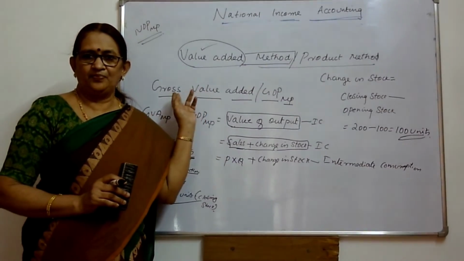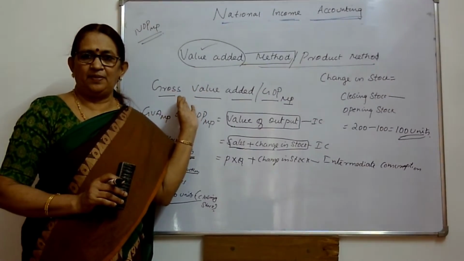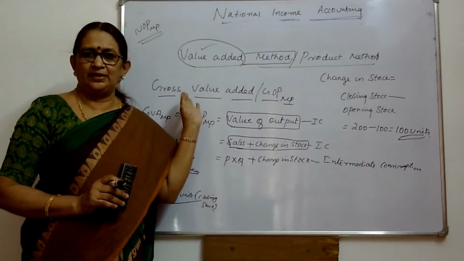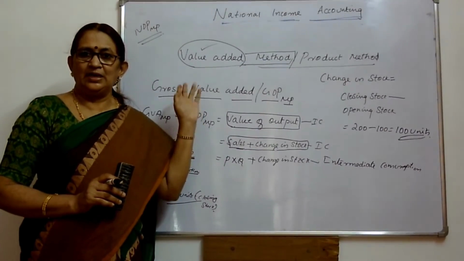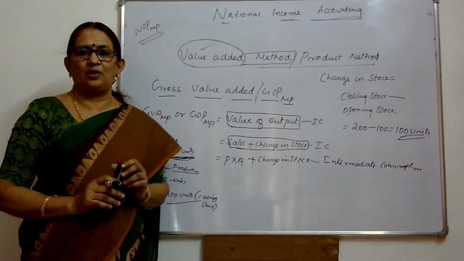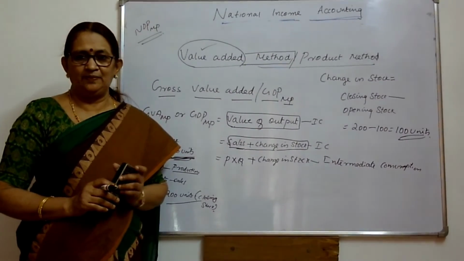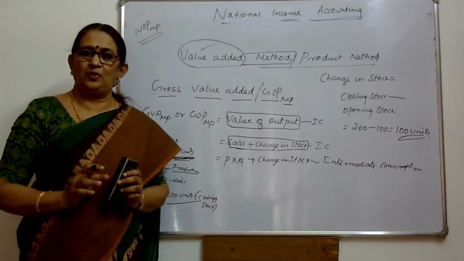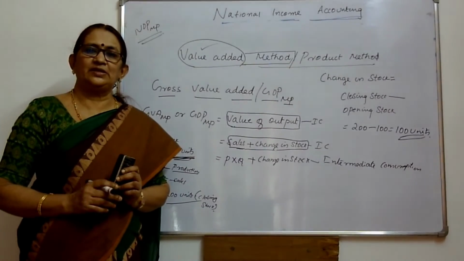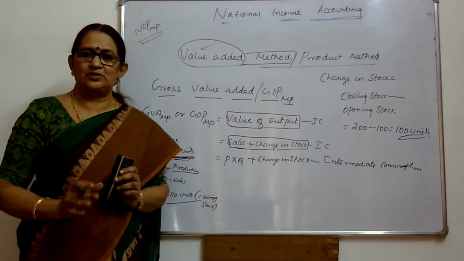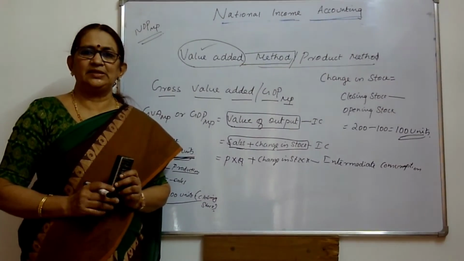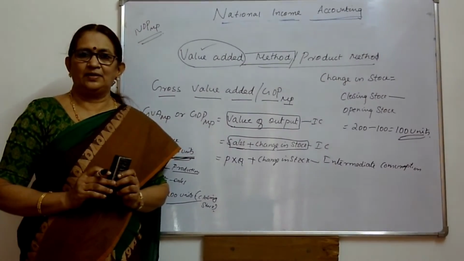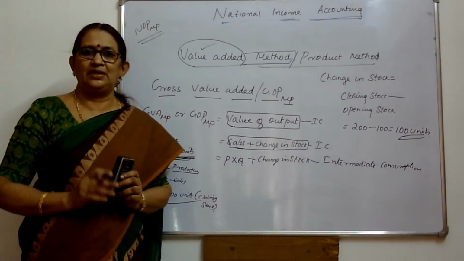What is it? GDP at market price or gross value added at market price is equal to sales plus change in stock minus intermediate consumption. Sales is price into quantity. Change in stock is closing stock minus opening stock. Intermediate consumption is the intermediate cost. The cost incurred on the intermediate goods.